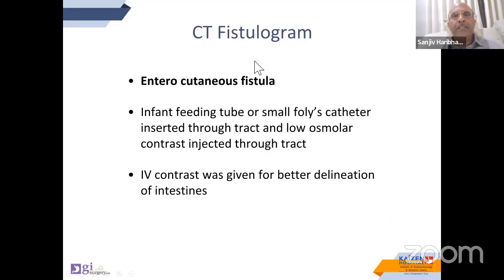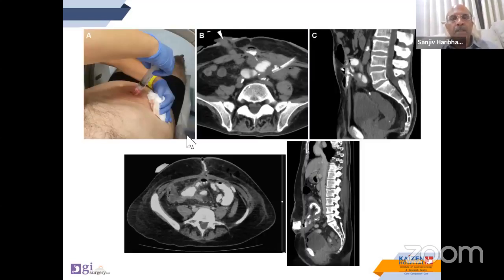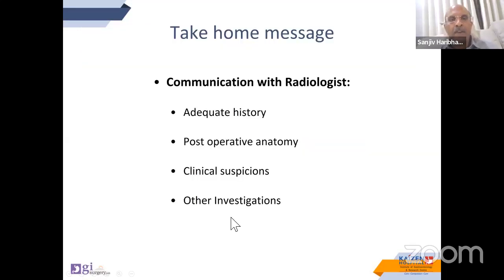CT fistulogram can also be used provided the fistula has matured. You can use a CT sinogram or a fistulogram to evaluate these patients, but this should be done before we give any oral contrast or intravenous contrast. First, we should push the contrast from the sinus or the fistula and try to see its origin. So this was a sinus tract into which dye was inserted. We need to see whether there is a bowel anastomosis or bowel continuity. Where is the tract going? And then we can give an IV contrast.